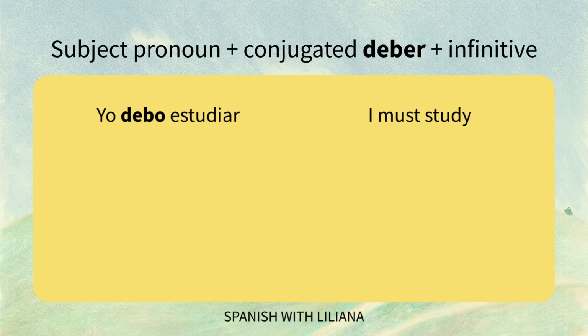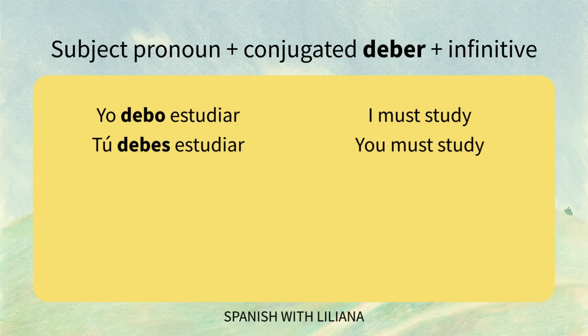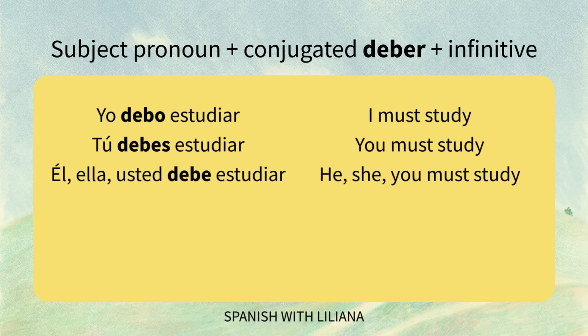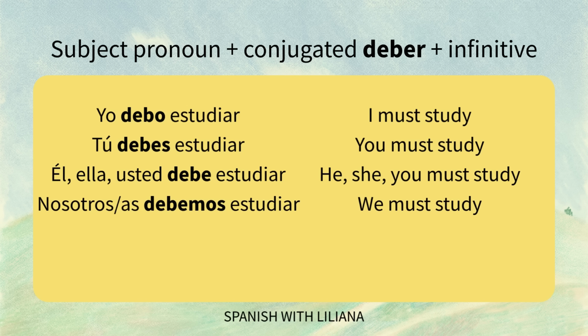So to use it with the other pronouns, the other persons, we just need to conjugate it. For tú, the informal you, debes. Tú debes estudiar. For he, she, or the formal you in singular mode, él, ella, usted, debe. Él debe estudiar. He must study. Ella debe estudiar. She must study. For nosotros or nosotras, we debemos. Nosotros debemos estudiar. We must study.